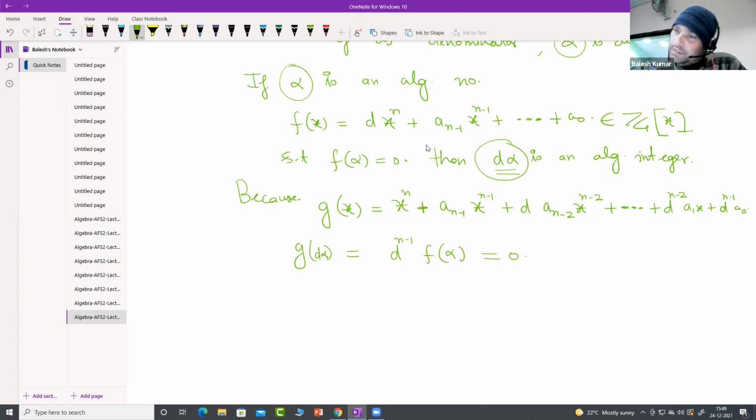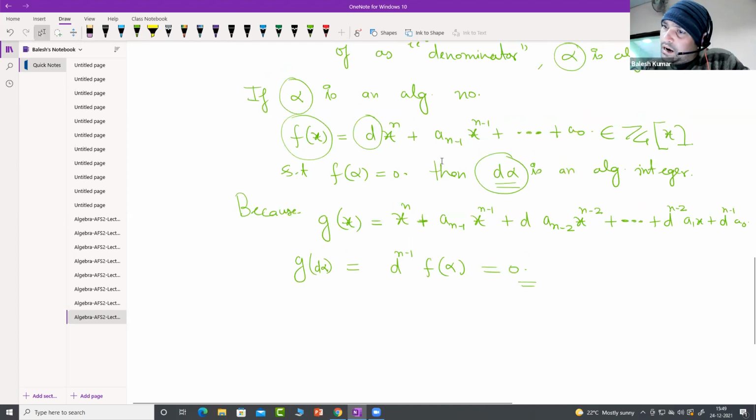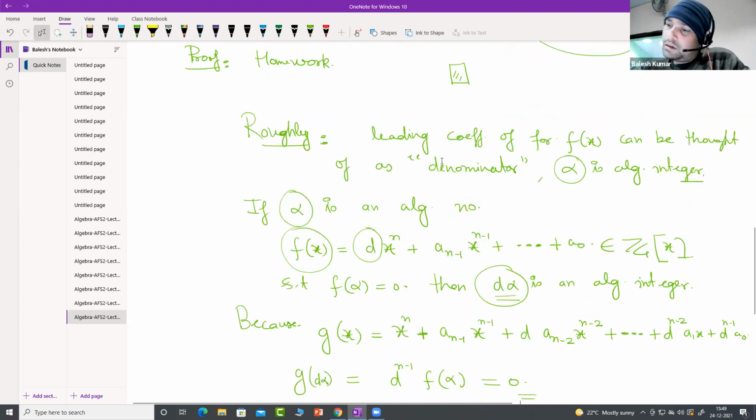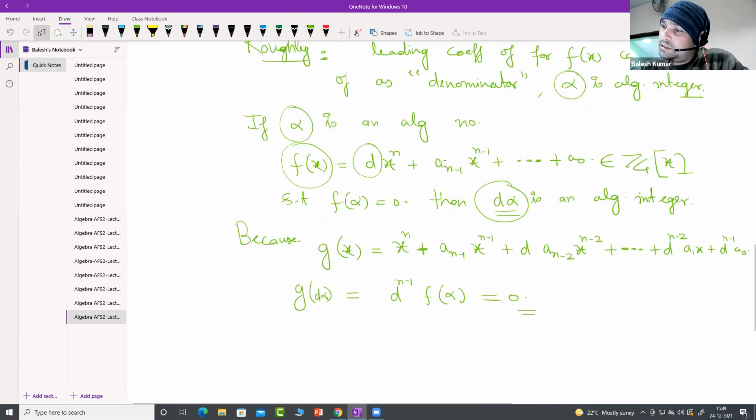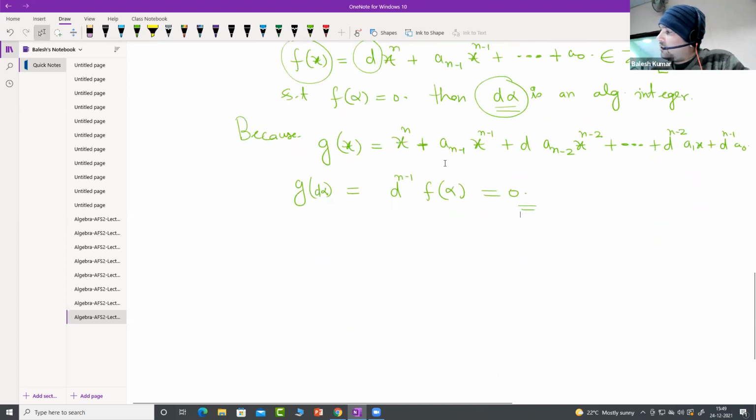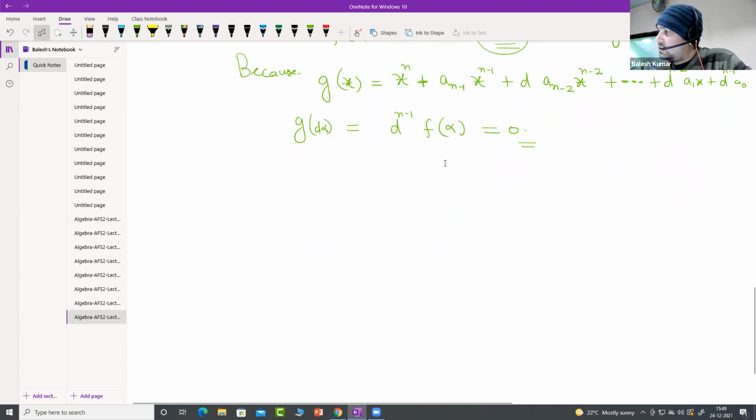And so therefore what we see is that this leading coefficient, if you multiply it with any algebraic number which is a root of a polynomial, then that d alpha will be an algebraic integer. So in this sense, one can always think of the leading coefficient as a denominator for algebraic integers. However, as I said, this is not precisely the denominator, but most often it does the job.